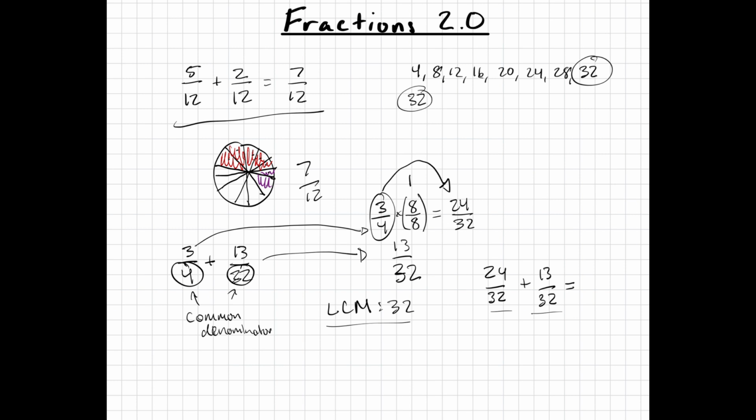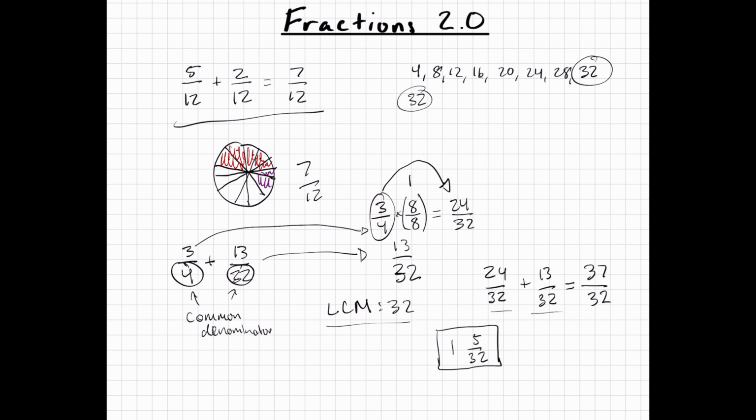24 plus 13 gives us 37. So 37 over 32 is our improper fraction answer, or just 1 and 5/32, using that technique we talked about earlier in this video to convert from improper fractions to mixed numbers. So 1 and 5/32 would be our answer. That's how we add fractions.